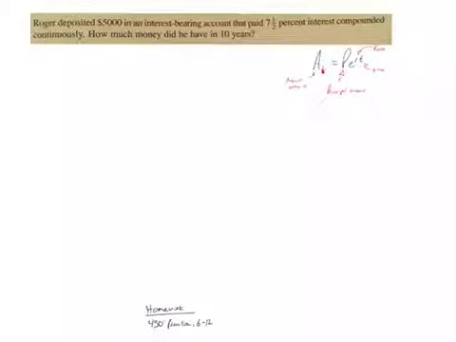The amount after t amount of time. This is p, the principal amount. E is just that number. R is the rate, your interest rate, and that's in decimal form. And then t is the amount of time.